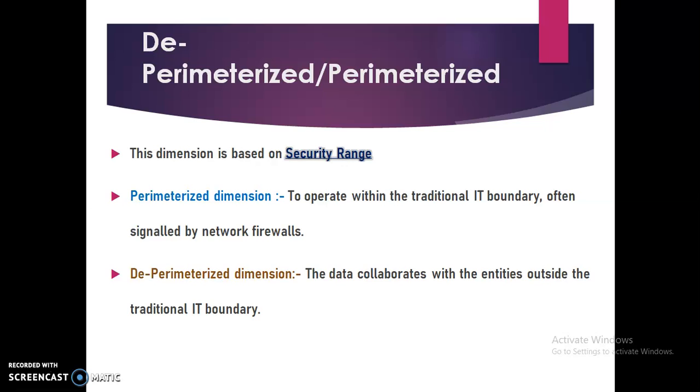And if your data collaborates with entities outside your traditional IT boundary, then it is considered deperimeterized. In this deperimeterized dimension, data will be encapsulated with metadata and mechanisms. And what is the purpose of this encapsulation? It will further help to protect the data and limit the inappropriate usage of your data. So this encapsulation is adding a security layer to your data.